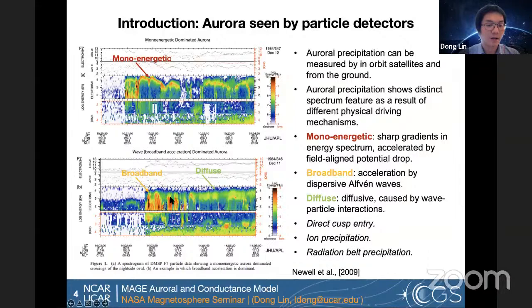On the other hand, in the bottom plot, you can see a different type of acceleration which occurs over a broader range of energy levels. This is attributed to the Alfvén waves that accelerate a broader range, and they got the name broadband electron precipitation. And in the categorization by Newell et al. 2009, they termed all the rest of electron precipitation, which appears very diffusive here, as diffuse electron precipitation. So these are three typical examples of electron precipitation.